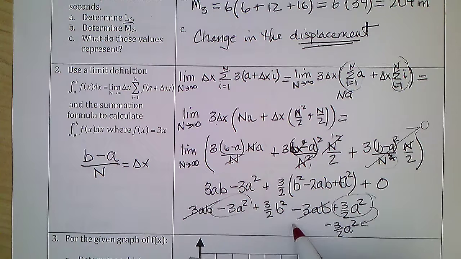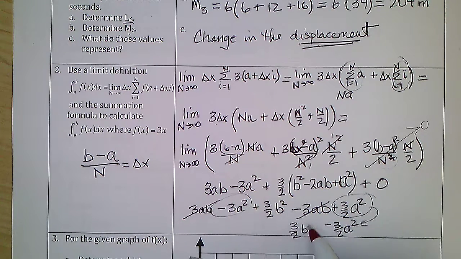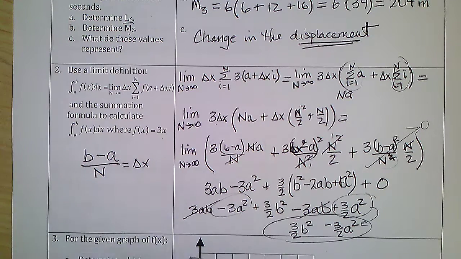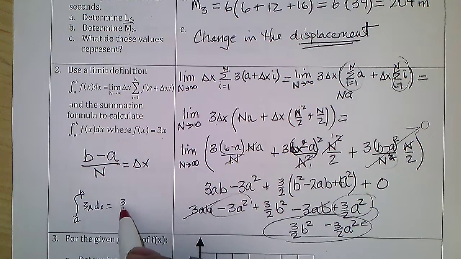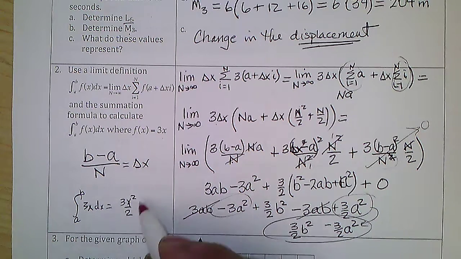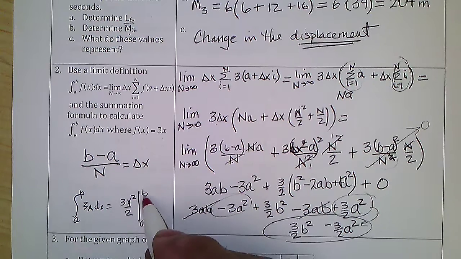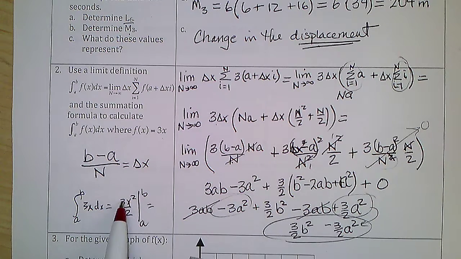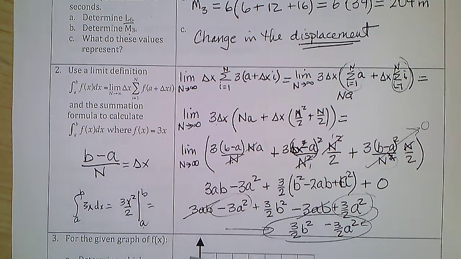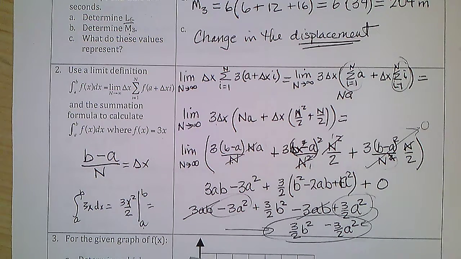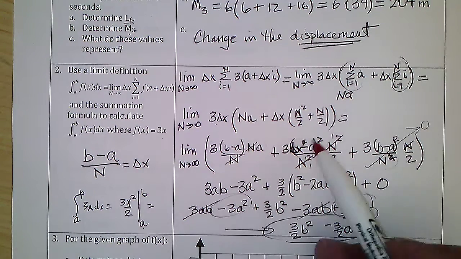And I have 3 halves b squared. And that is what the integral of 3x from a to b dx would be: 3x squared over 2 evaluated from a to b, which is 3 halves b squared minus 3 halves a squared, which is what we have. So I got through it without making too many errors.